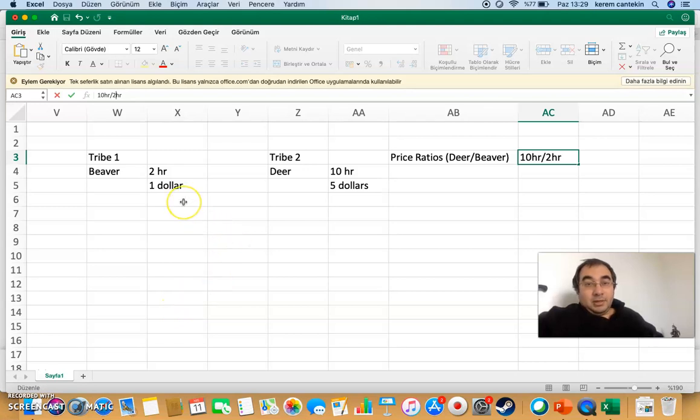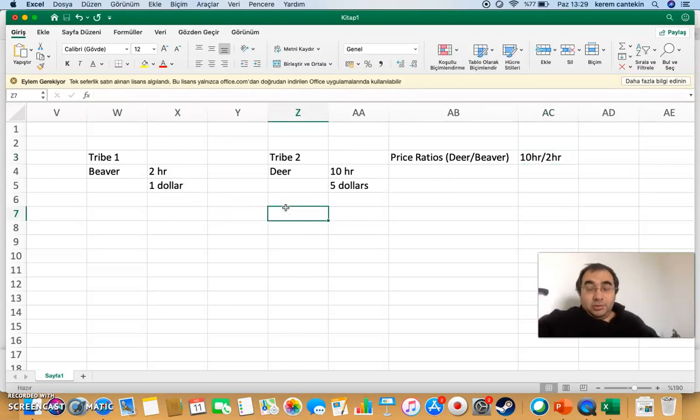Well, we have seen the basic way the price ratios of beaver and deer were determined. Now we will introduce tools to the system.